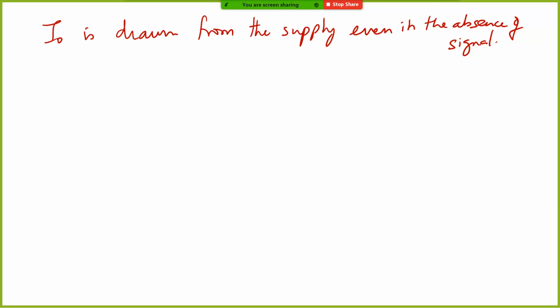So that is where people came up with this class B amplifier. So the class B amplifier is all, let me just draw it. So this is what is called a class B push-pull amplifier.